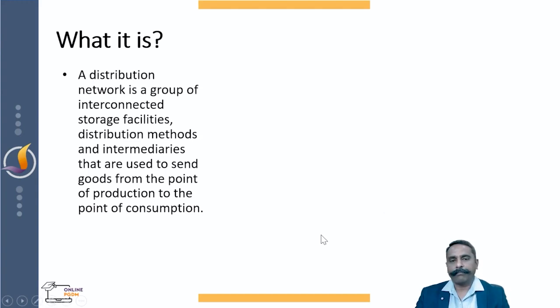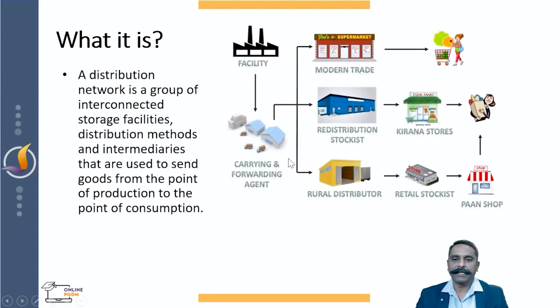As we said, distribution in a formal definition may be defined as a network which includes a group of interconnected storage facilities, distribution methods, and various intermediaries that are used to send goods from the point of production to the point of consumption.